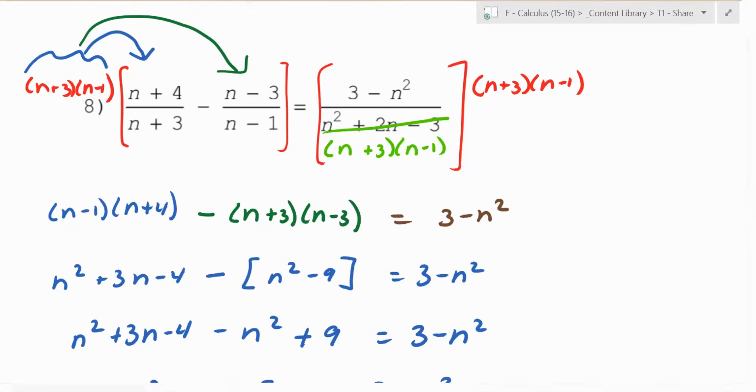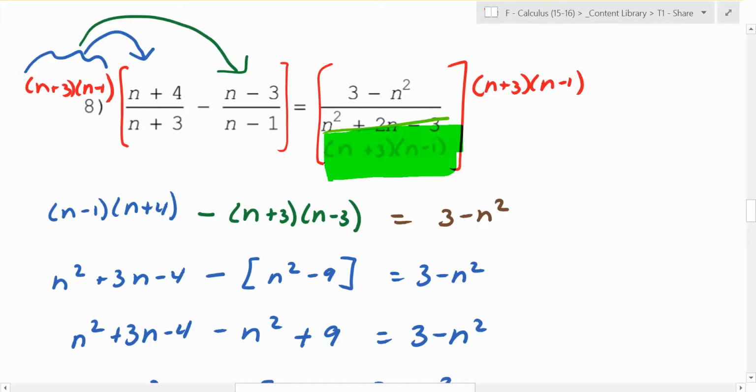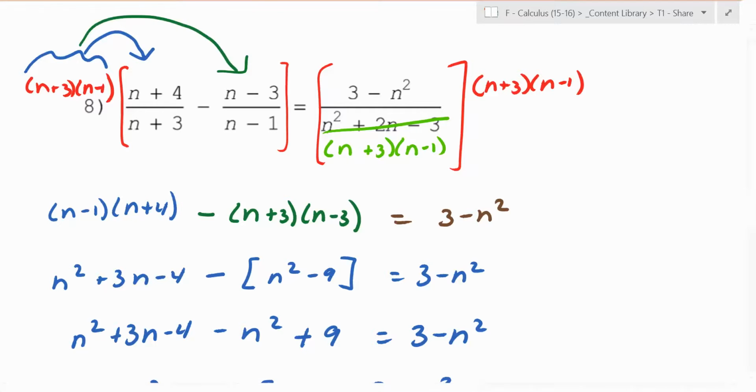Actually, before you do a common denominator, what should you do? Yeah, factor this denominator right here. See that denominator? Once you factor, you end up with something that I made harder to read, sorry. n plus 3, n minus 1. That ends up being your common denominator because what are the other denominators over here? n plus 3 and n minus 1.